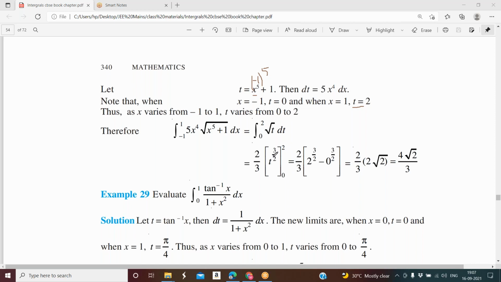First you will substitute the upper limit. So you will get 2 to the power 3 by 2 minus, substitute the lower limit. What you will get? 0 to the power 3. So what you are getting is 2 to the power 3 by 2. That can be written as 2 into square root of 2. So the final answer is 4 into square root of 2 by 3. This is another method.